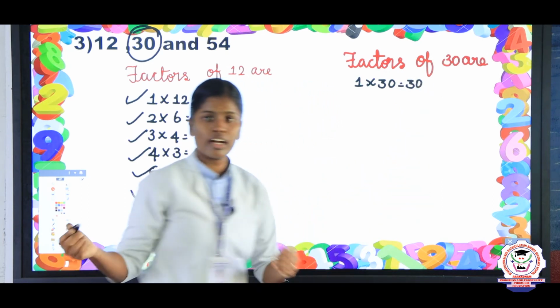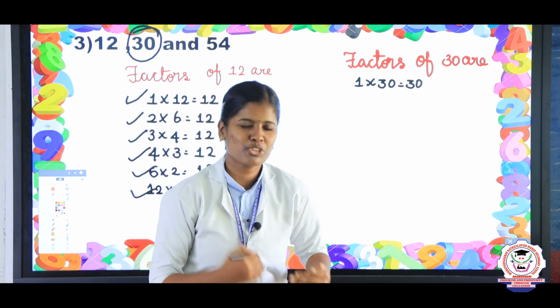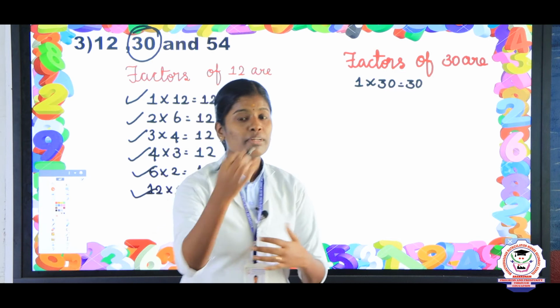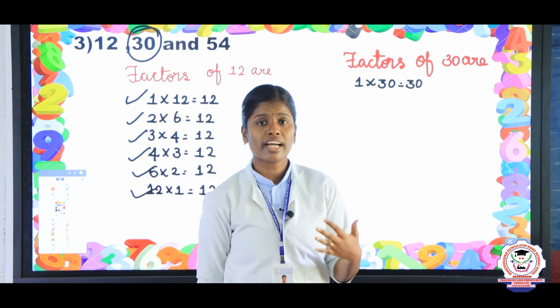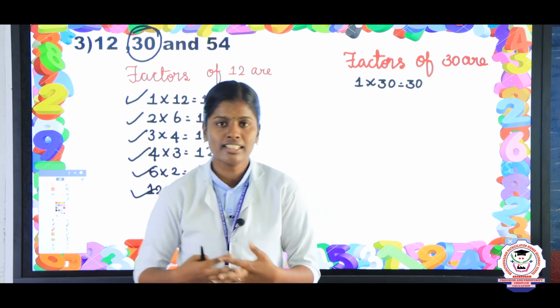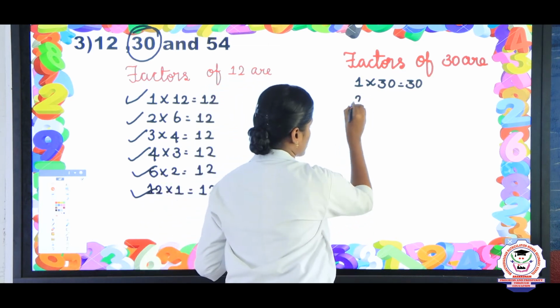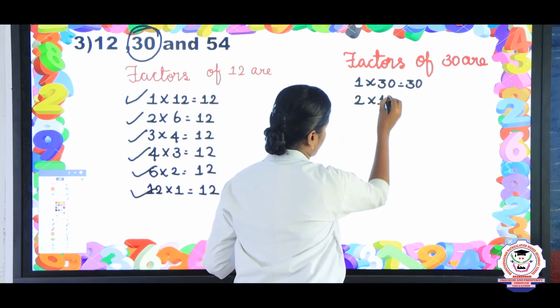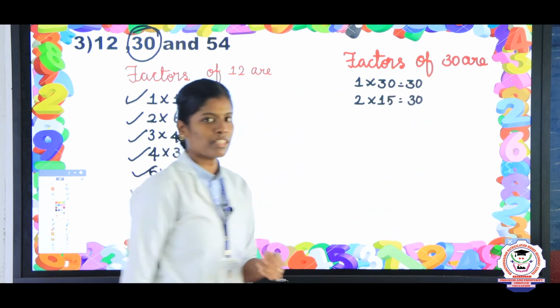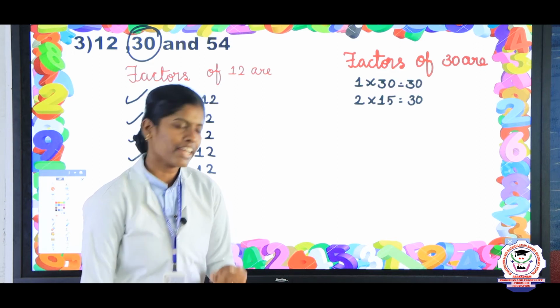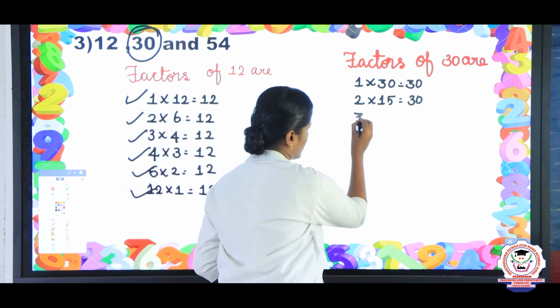And next, we are going to check the 2 table. Now 2 table of 30, tell me Ashwini, 2 table of 30. Very good. How many times? 2 15s are 30. So write the answer, 2 15s are 30. And next one is the 3 table. 3 table of 30. Yes, 3 10s are 30.